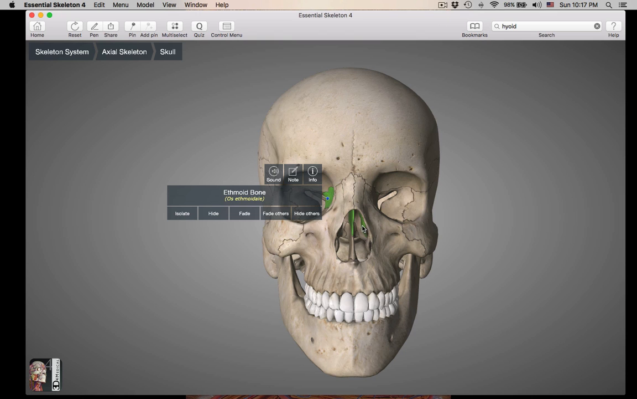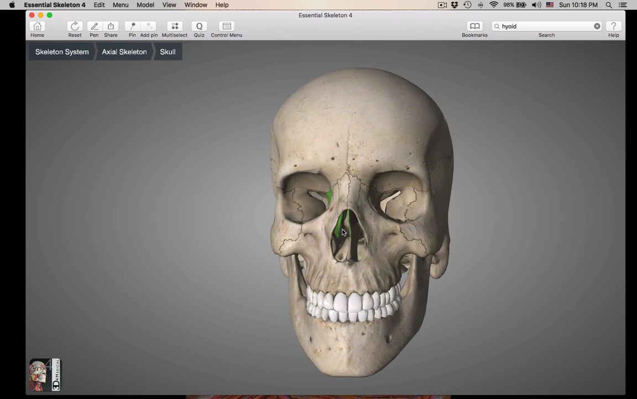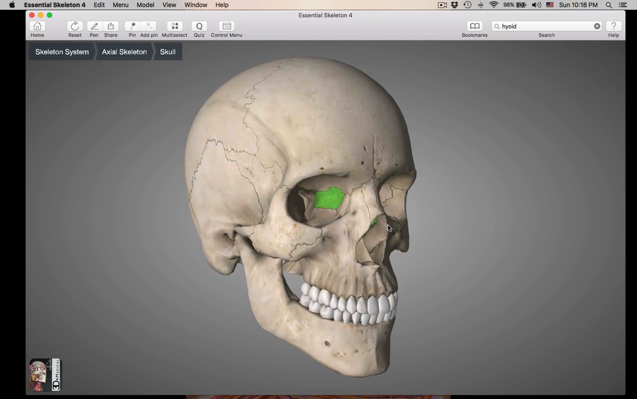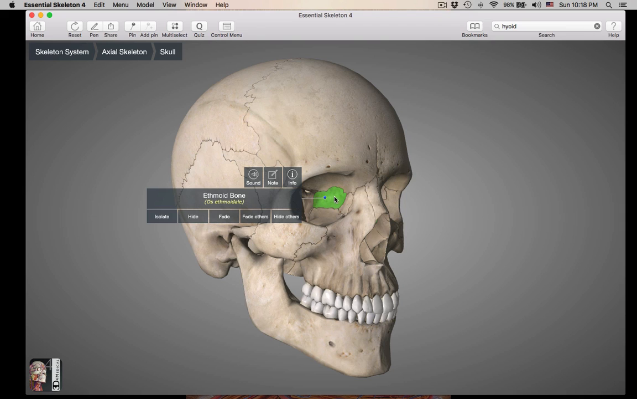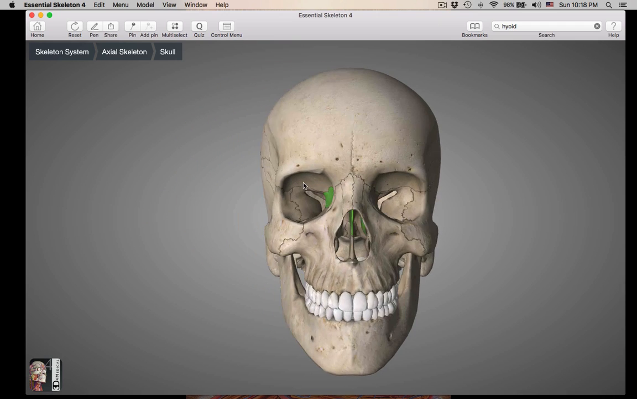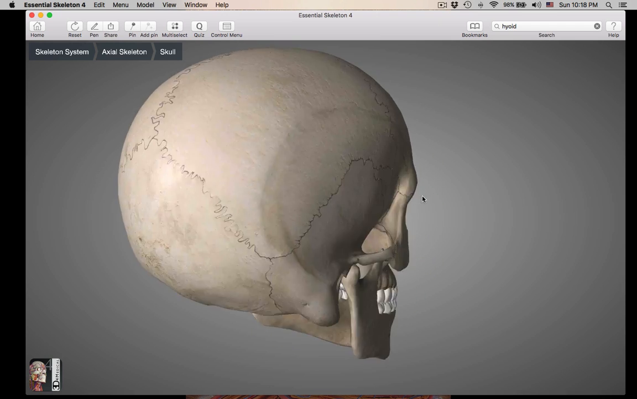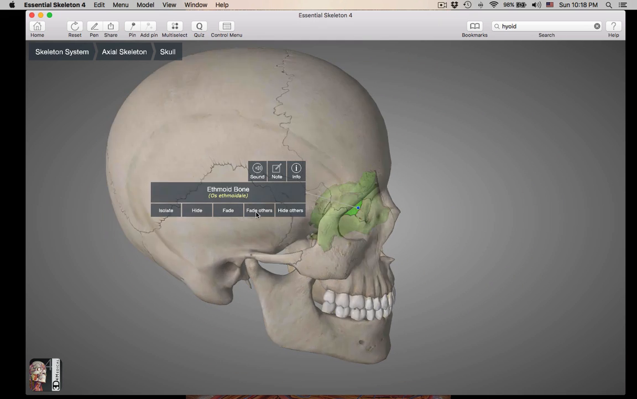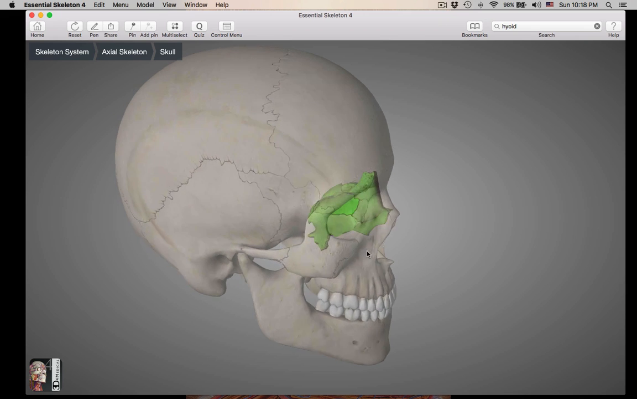So this is part of the ethmoid bone. There's going to be a superior nasal concha up here, but you'll never probably be able to see it. And then you're going to have this part of the ethmoid bone. This is one of the 7 bones that forms the orbit. So the ethmoid is one of the 7 bones that forms your orbit. And that's about all you can see from the outside. So now let's just fade all the other bones so we can see what the ethmoid looks like.